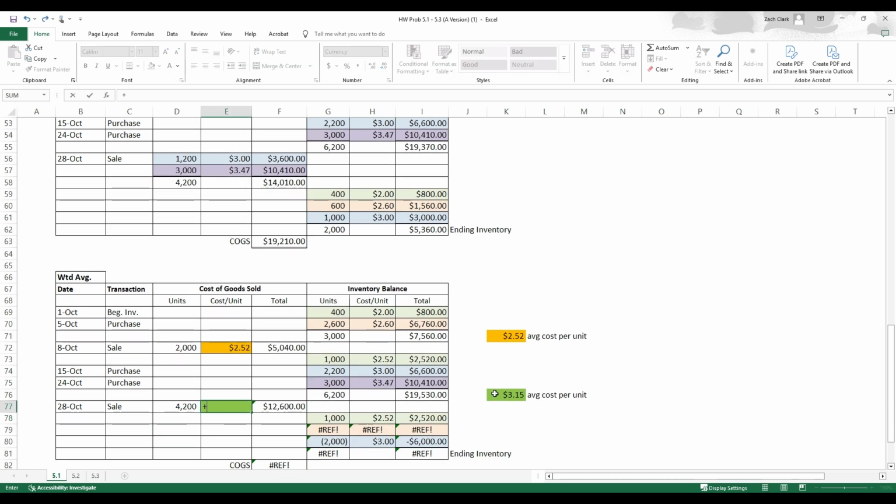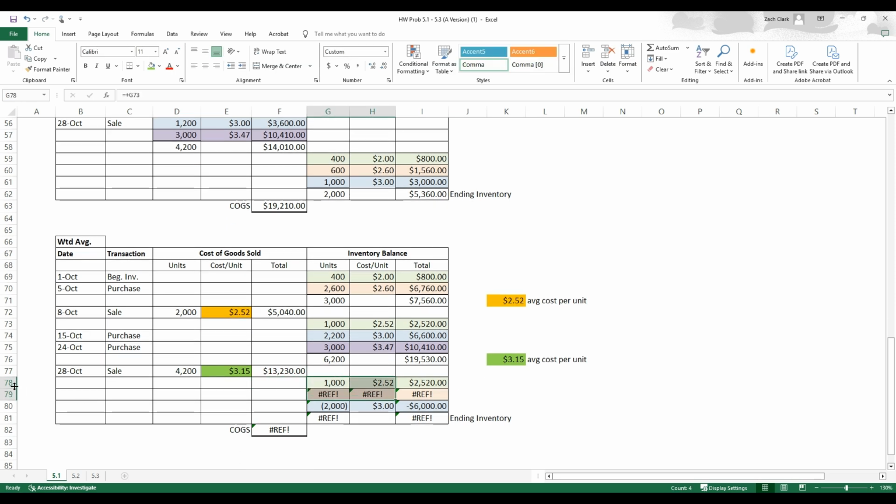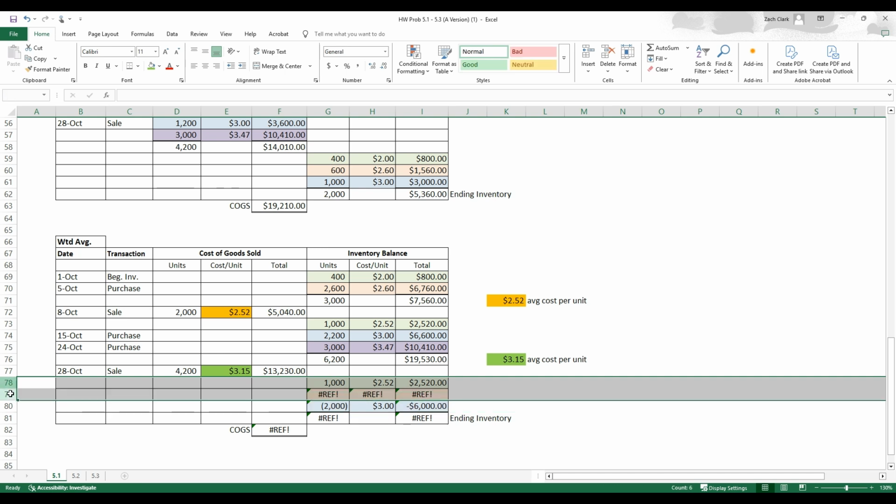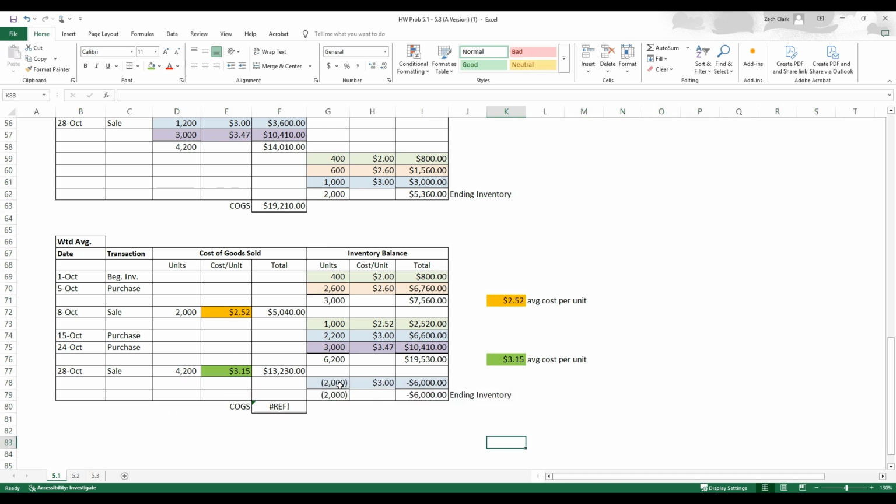And at the time that we have this sale, our average cost per unit here is $3.15 per unit. And then we only need one line to represent our ending inventory. So basically we just say, okay, we have $2 left over until we get more purchases. Maybe I'll highlight these similarly so you can see how that changes. And then again, this is going to be similar to this. So this is just our leftovers after our sale.